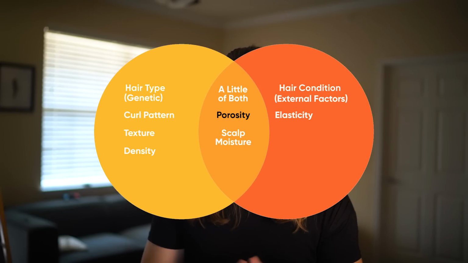Let's go over each one of these from the inside out, and you will have a really good idea of what your hair type is, what your hair condition is, and how to care for your hair overall. So starting in the middle of this Venn diagram, porosity. I think porosity is a big point of confusion for a lot of people.